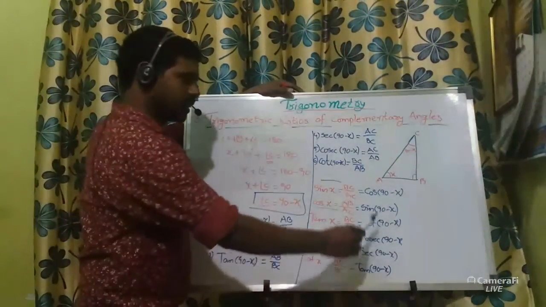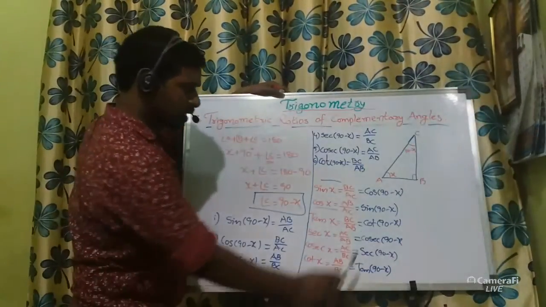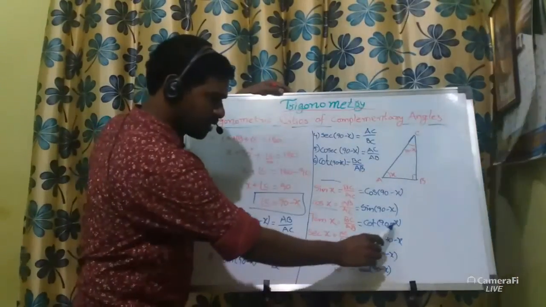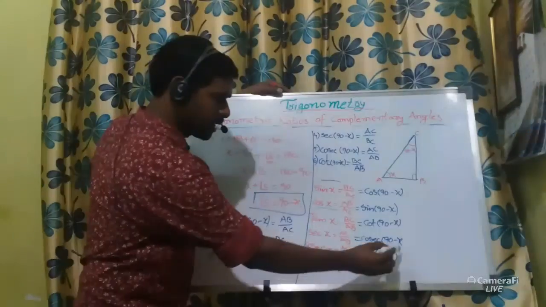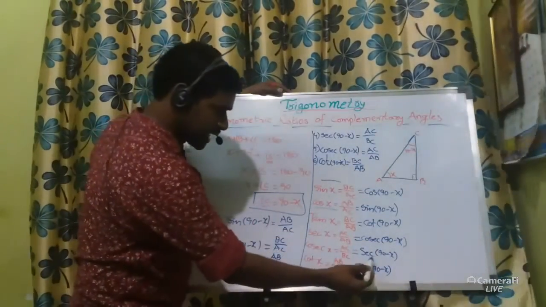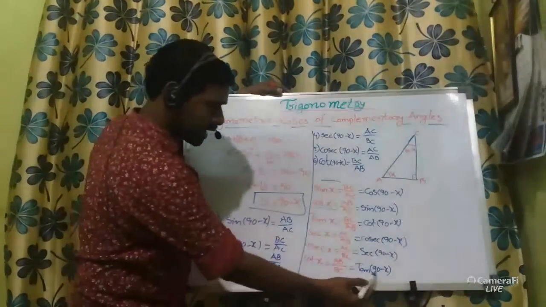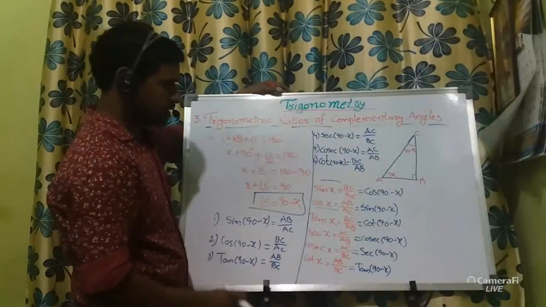So what you have to find here? Cos 90 minus x is equal to sin x, and sin 90 minus x is also equal to cos x. Cot 90 minus x is equal to tan x. Cosecant 90 minus x is equal to secant x. Secant 90 minus x is equal to cosecant x. Tan 90 minus x is equal to cot x. Okay, do you understand this?